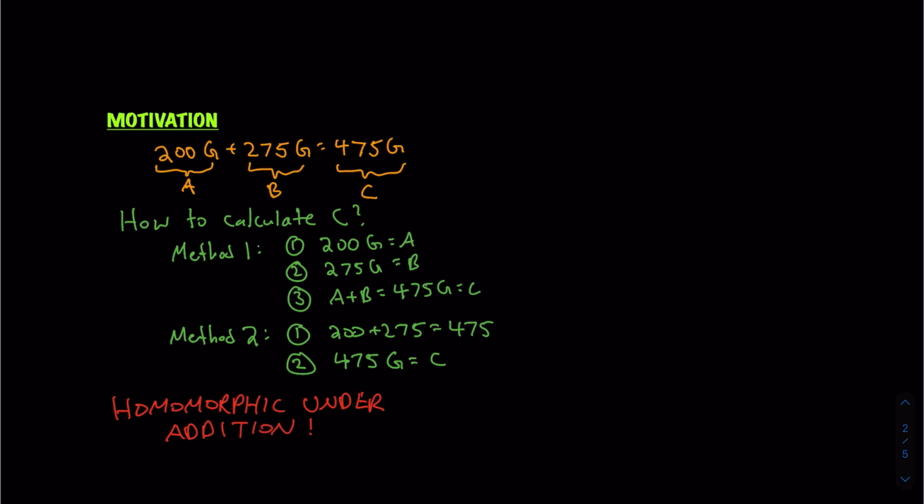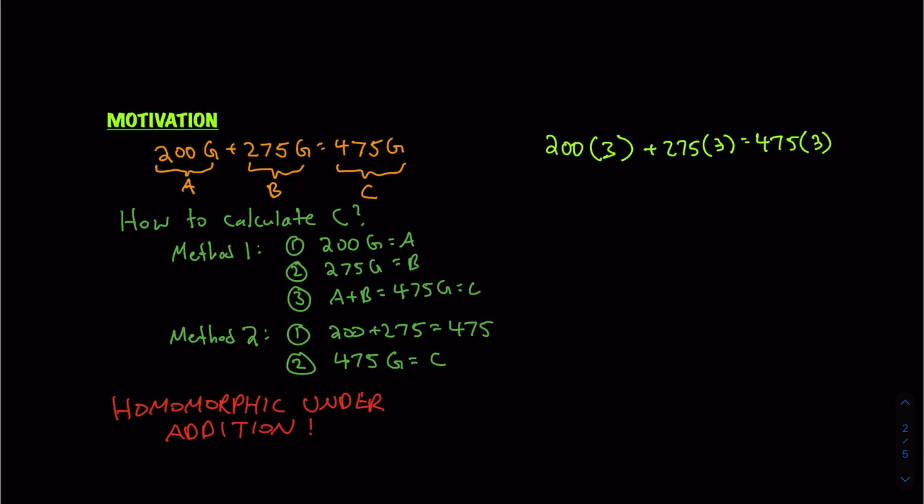Okay, so what's the big deal, you say? In regular algebra using numbers, I could do the same thing. For example, if I did 200 times 3 plus 275 times 3, it's the same as 200 plus 275 all times 3. It's just a distributive property.